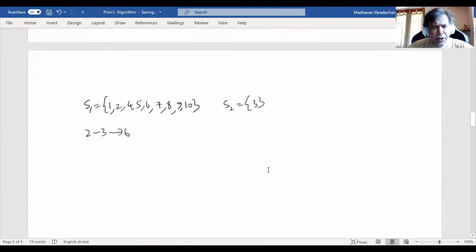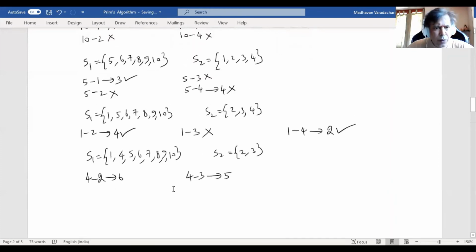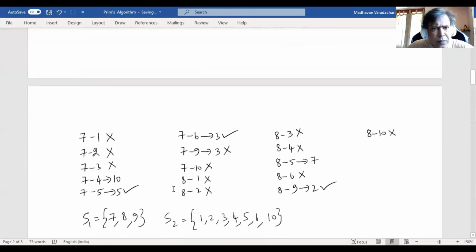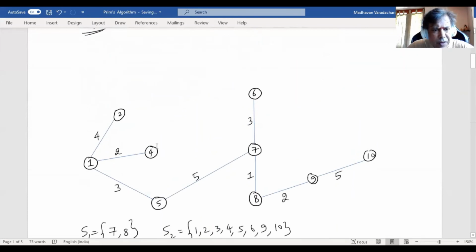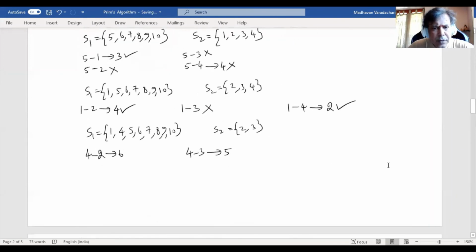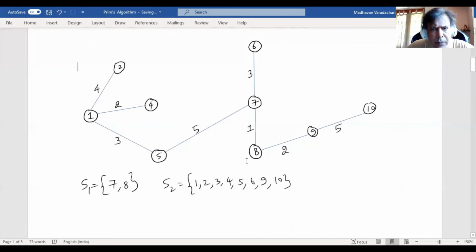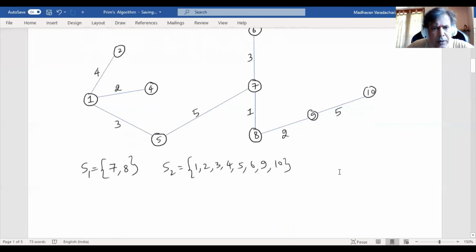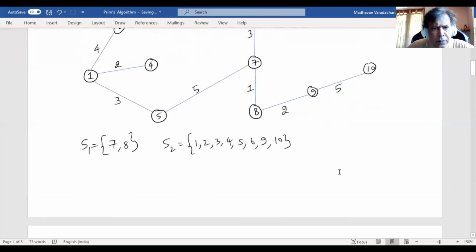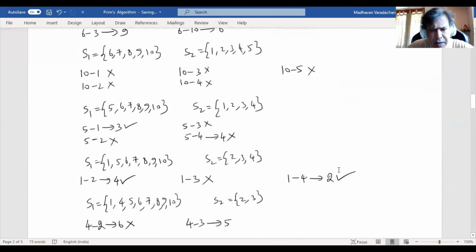Least is 6. Which one should be selected? This is 2 to 3 is also 6. 4 to 2 is also 6. If we put 4 to 2, 4 to 2 means it will not be a tree. So I should not consider 4 to 2. This is closed. Anything else? 4 to 3. 4 to 3 is what? Already we did. 4 to 3 is possible because that is 5.